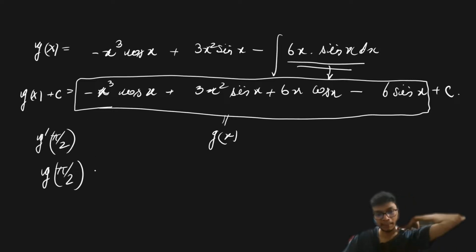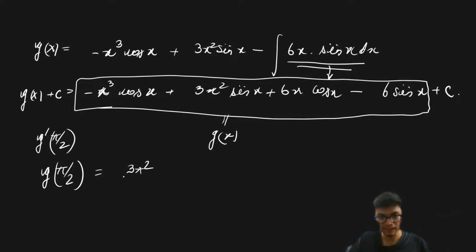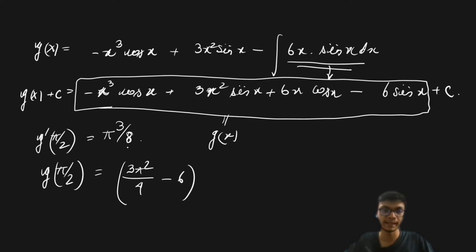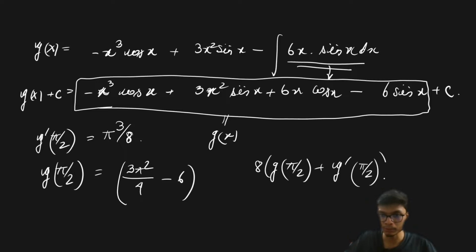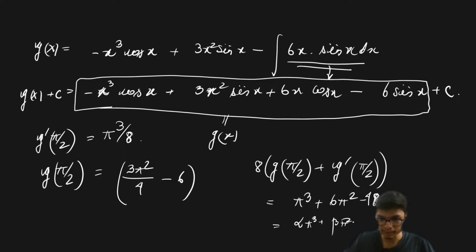The value of g of pi by 2 is simply 3 pi square by 4 minus 6. Similarly, if you differentiate and put the value of pi by 2, then g dash is equal to pi cube by 8. Once you get these values, 8 times g of pi by 2 plus g dash of pi by 2 is equal to pi cube plus 6 pi square minus 48. That is equal to alpha pi cube plus beta pi square plus gamma.